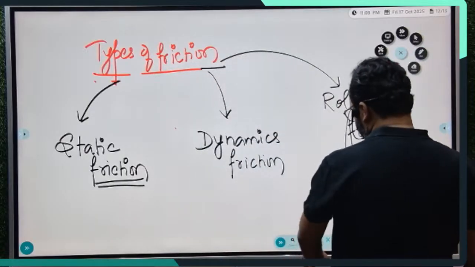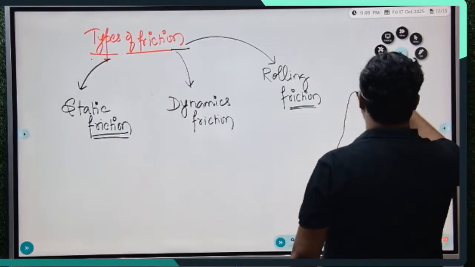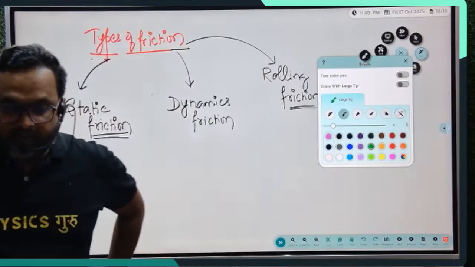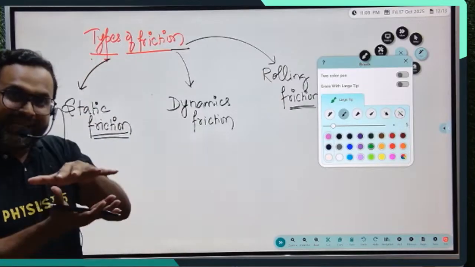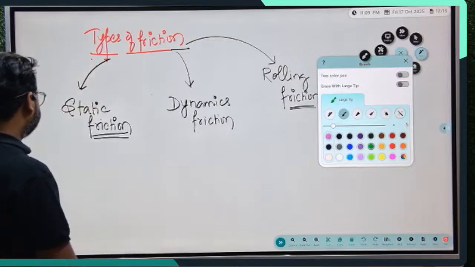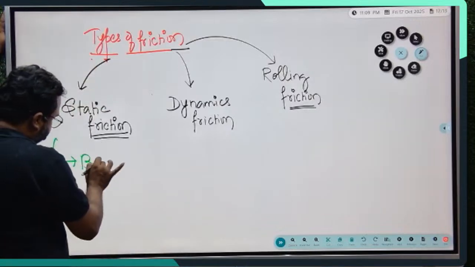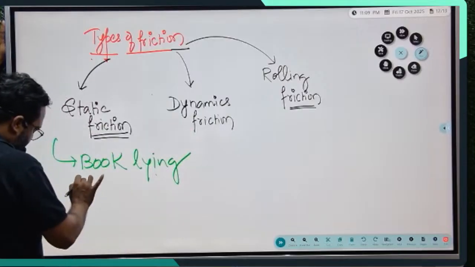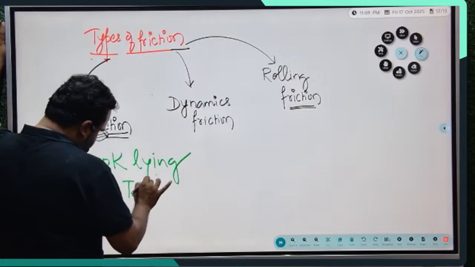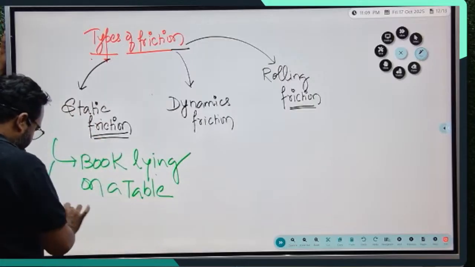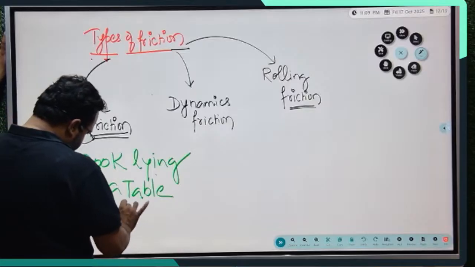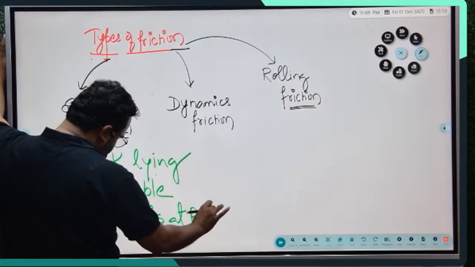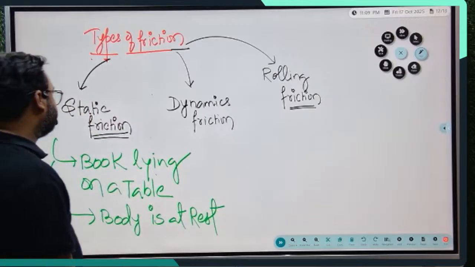Static friction is when the body is in a rest condition. A book lying on a table is an example of static friction. The book is at rest. In static friction, the body is at rest. That is called static friction.